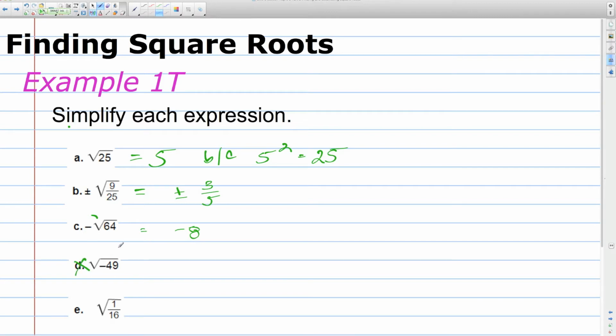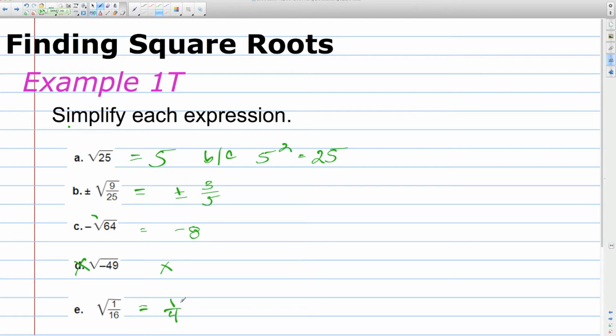Example D, we can't do right now. You'll be able to do that either later in Algebra 1 or definitely in Algebra 2, where we have the square root of a negative number. We can't do that right now, so just put a little X right there. Just know that. And in part E, we want the positive or the principal square root. And to do that, we take the square root of 1, which of course is 1, and the square root of 16, which is 4. So in that case, the answer simplifies to 1/4.